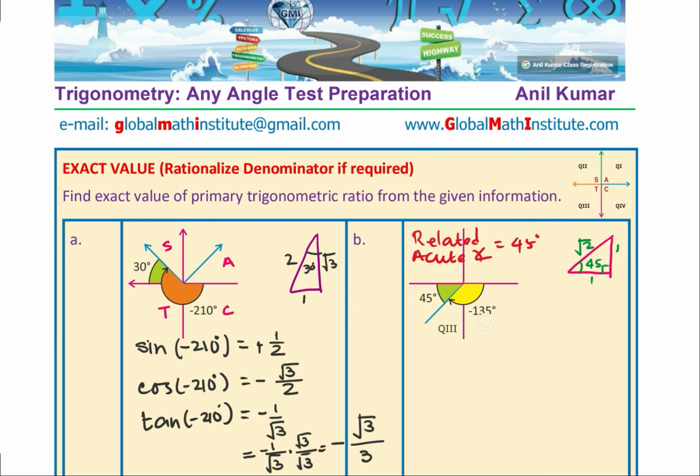(45 degrees). Since 135 is 180 minus 45. And therefore, now we can write down all our answers as sine of minus 135 degrees is equal to what? Cos of minus 135 degrees is equal to what? And tan of minus 135 degrees is equal to what? Correct? Since you are in quadrant 3, we know these values are negative, but tangent is positive. Got it? And tan value you can see is just 1, right?